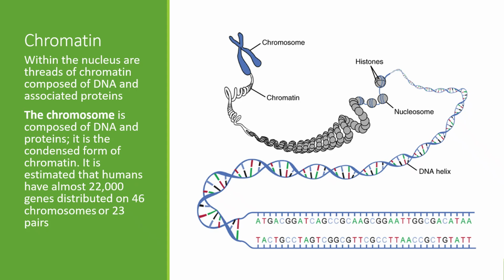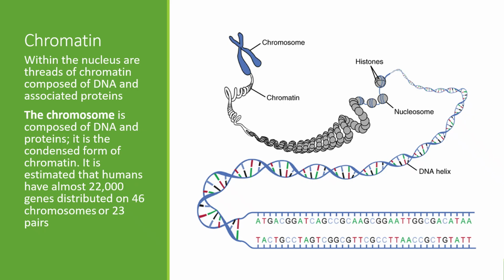Chromatin. So inside of the nucleus are threads of chromatin. Chromatin is made of DNA and associated proteins. When we condense all of that chromatin down, we form chromosomes. So that's the difference between chromatin and chromosomes. So chromatin is the uncondensed form of a chromosome. So a chromosome, as we've already talked about a little bit, is all of the DNA, and it's got proteins in it called histones.